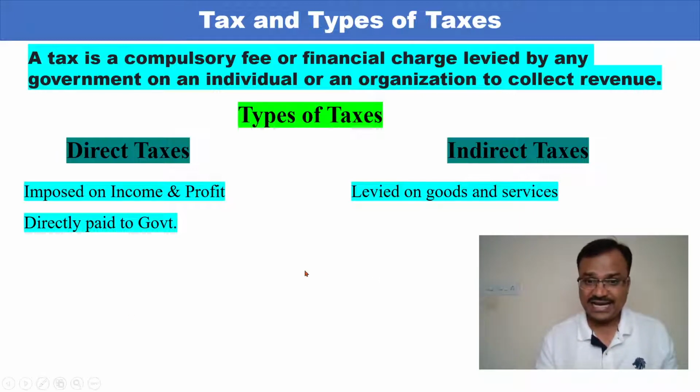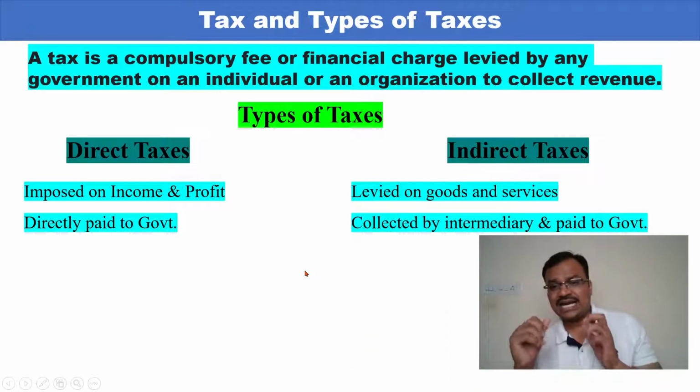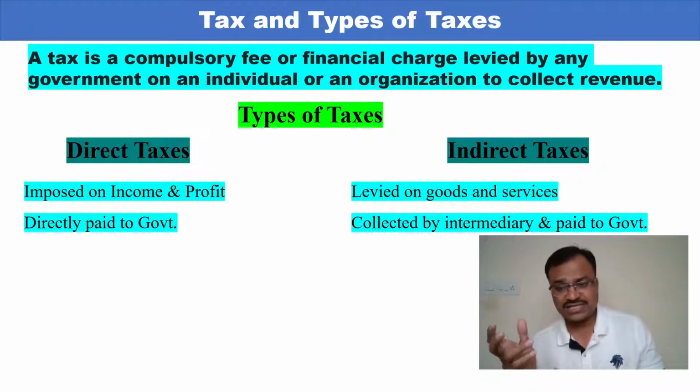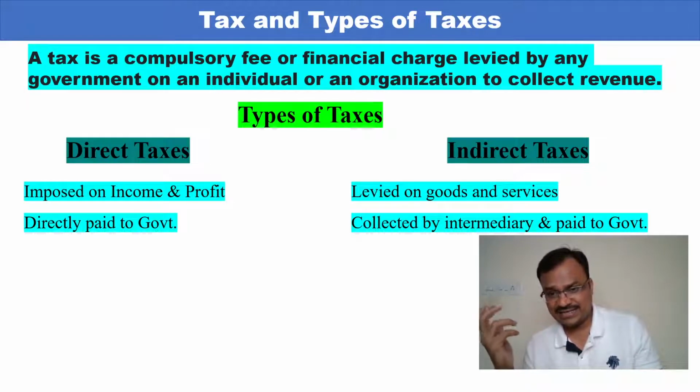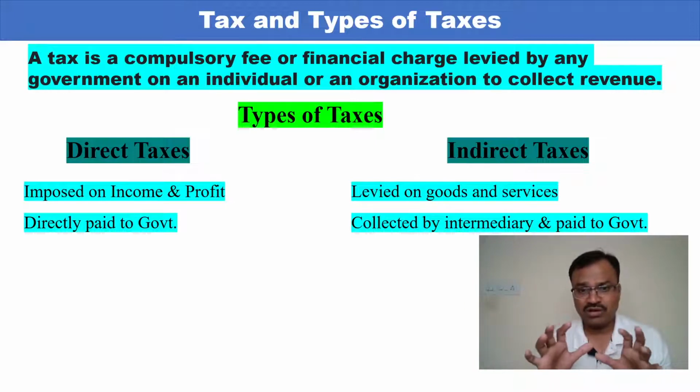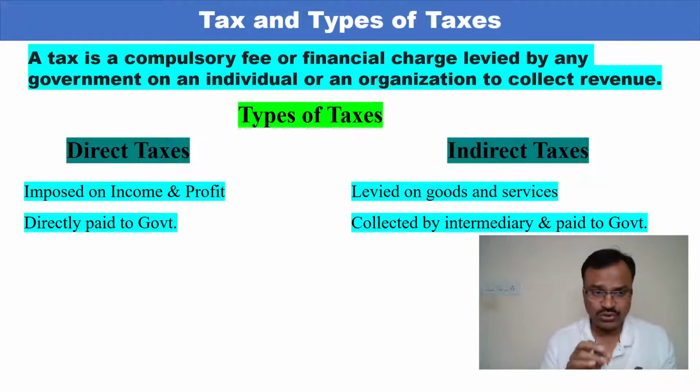And indirect taxes are basically collected by an intermediary like a trader or service provider, and then those taxes are paid to the government. It means first tax is collected by the trader or service provider, and then that tax is deposited to the government, right? This is a very important point of distinction between direct tax and indirect tax. You have to clear this point.